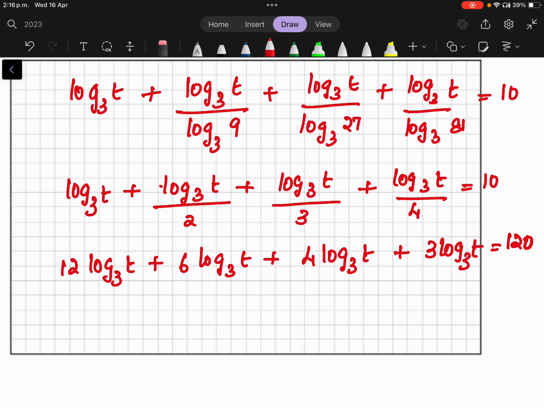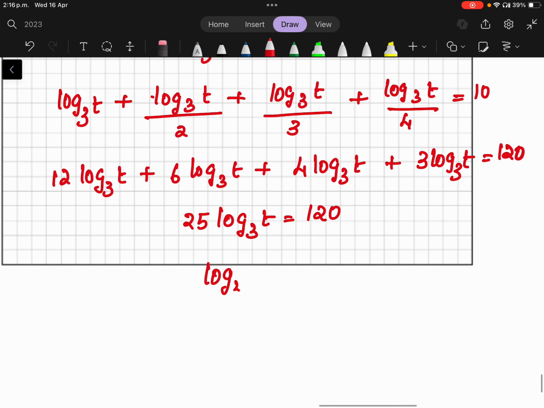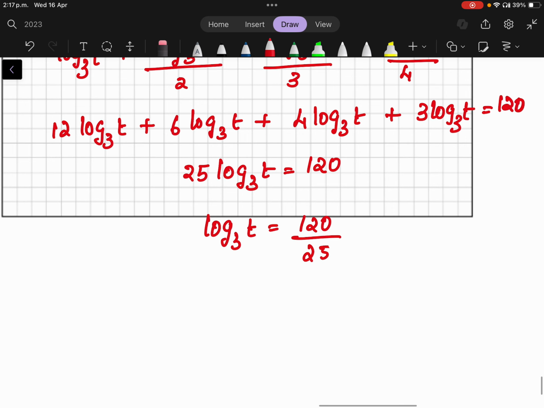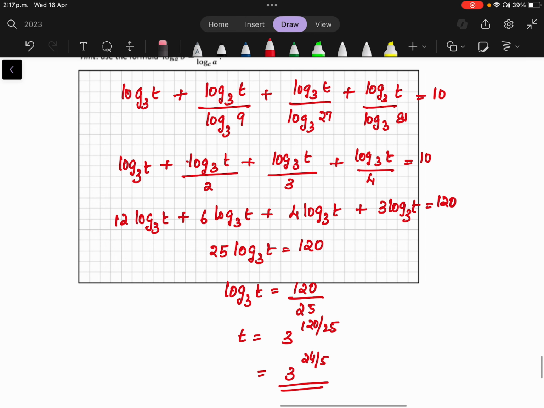I multiplied it by 12, and then add everything together. So that will be 25 log base 3 of t equals 120, or log base 3 of t equals 120 divided by 25. I can simplify this further, or I can write it as t is equal to 3 to the power of 120 over 25, or 3 to the power of 24 over 5. Very simple, straightforward question. If you know the change of base of the logarithm, you will be able to do this. Okay, I hope it was clear. Thank you.